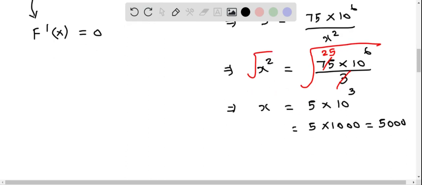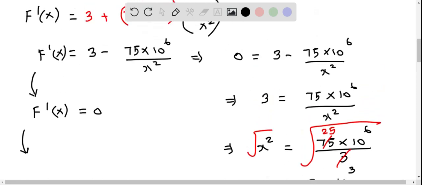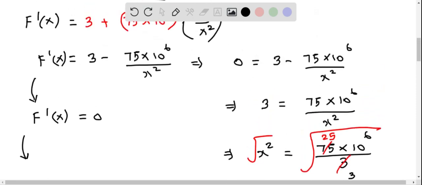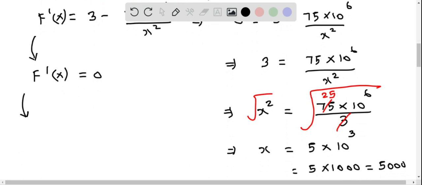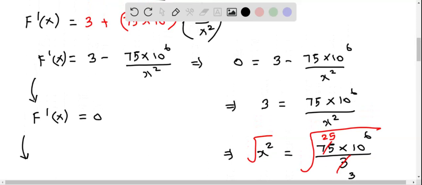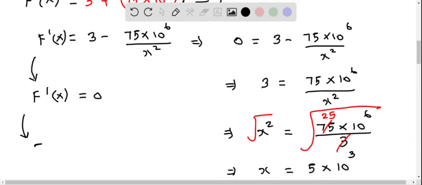So we can put the units as well. So therefore x equal to 5000 feet. We now confirm if at this point of x the cost is minimum. We will verify using the second derivative. So we have to find the second derivative and then plug this value into this, and depending upon the result we can confirm if it is a point of maximum or minimum. So I'm going to first find the second derivative. So I'm using this first derivative.